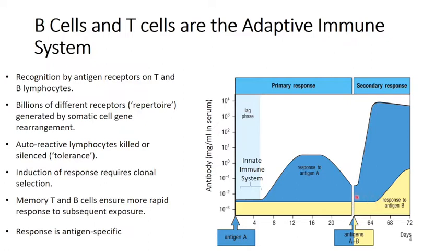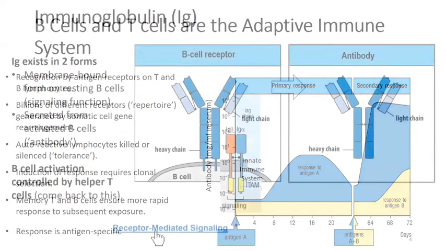You'll notice that the response to an unrelated antigen is just like a primary response. Because these receptors are very antigen specific, those memory B cells and memory T cells are very antigen specific. So that memory only really applies to the antigen that it saw in the primary response. If you get exposed to a different strain of flu, for example, then you have to mount a new response all over again. Okay, so the response is antigen specific.